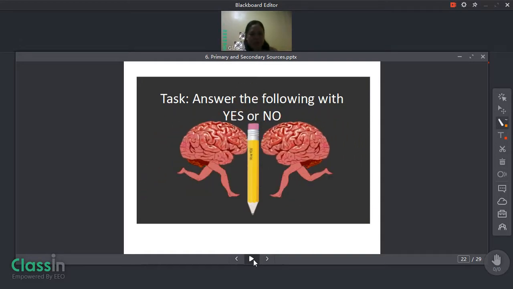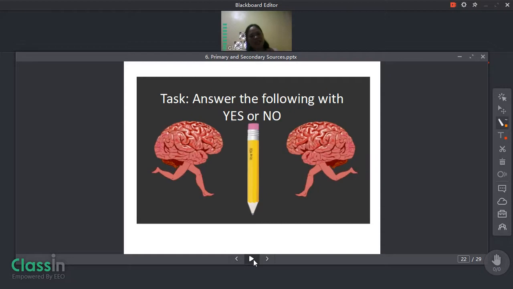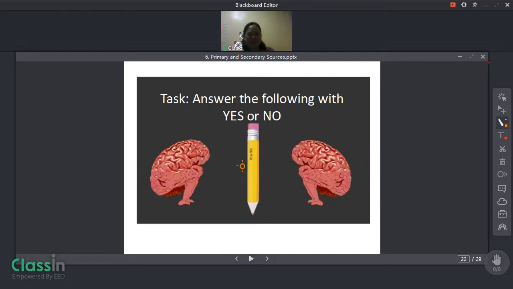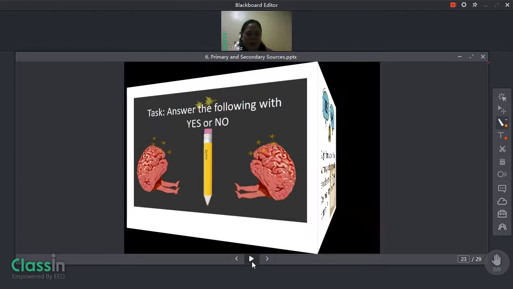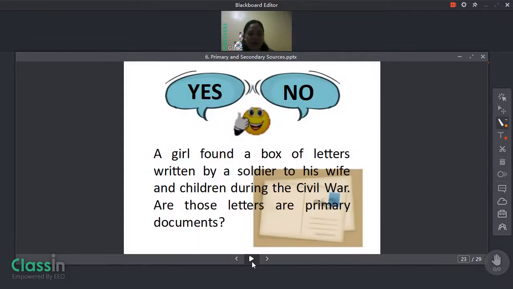Let's have now our activity. In this activity, we'll just say yes or no. Number one. A girl found a box of letters written by a soldier to his wife and children during the Civil War. Are those letters primary documents? What do you think? Letters are primary documents? The correct answer is yes. As we discussed a while ago, letters are considered a primary document or a first-hand account source of information.